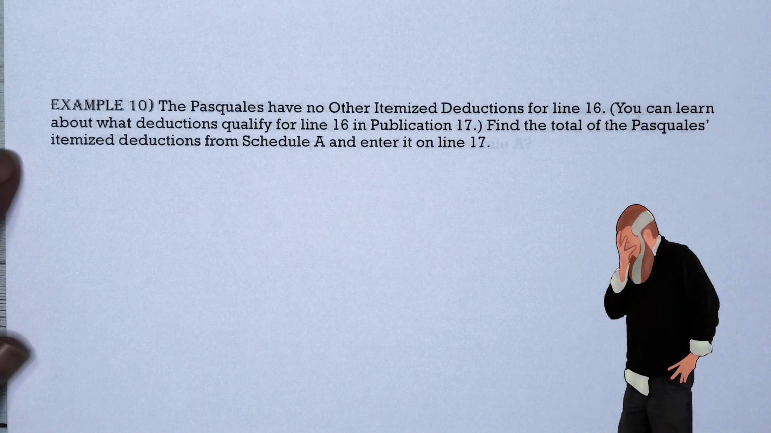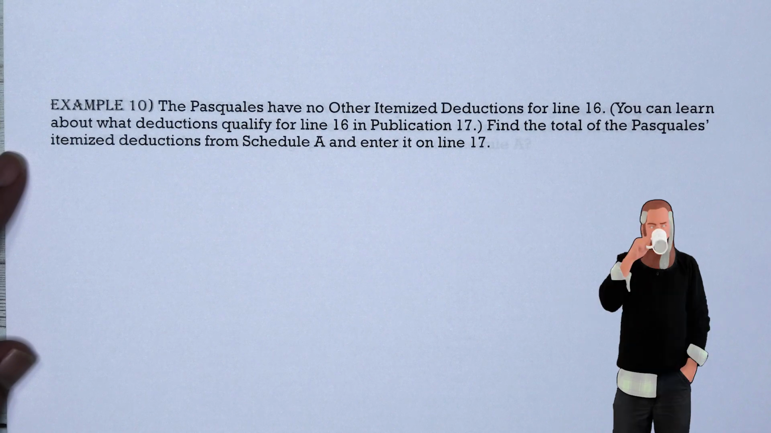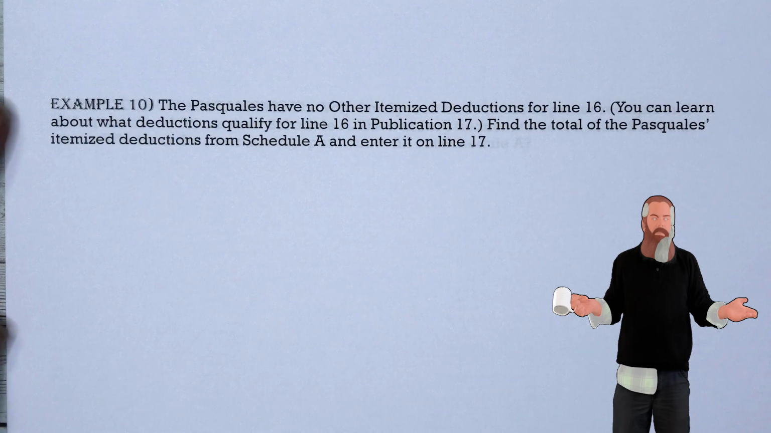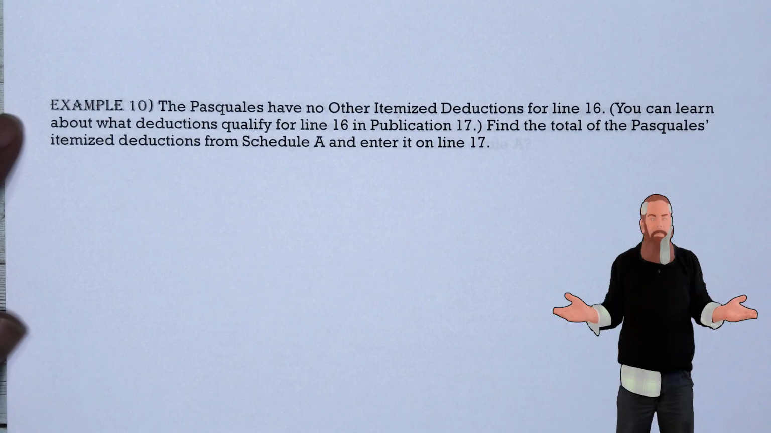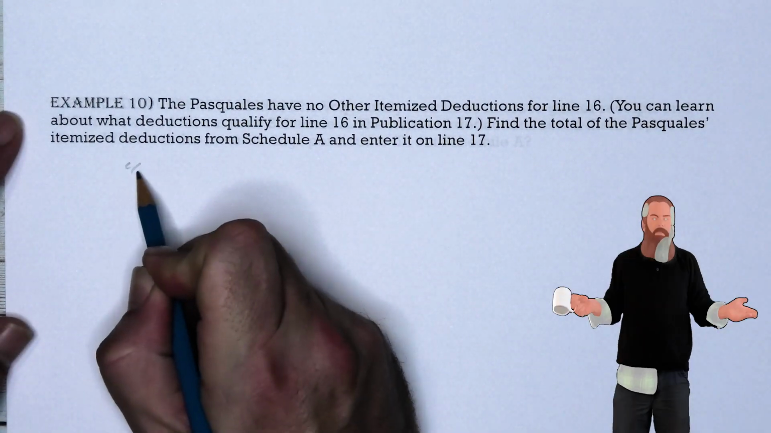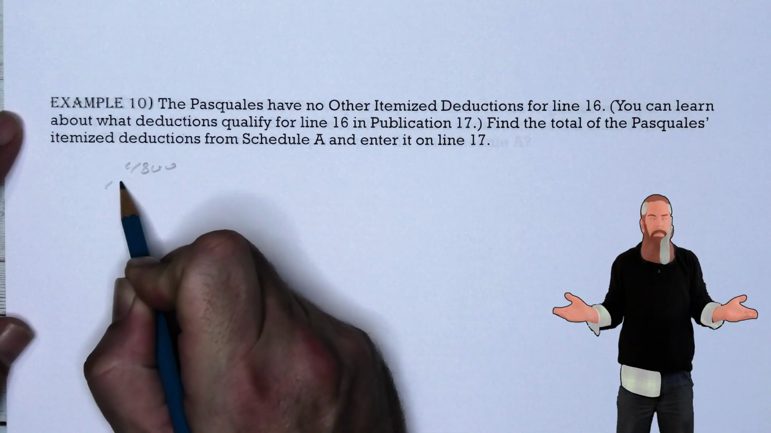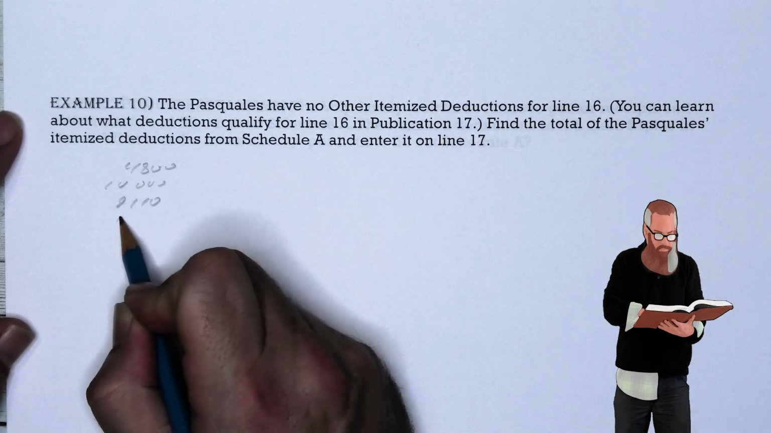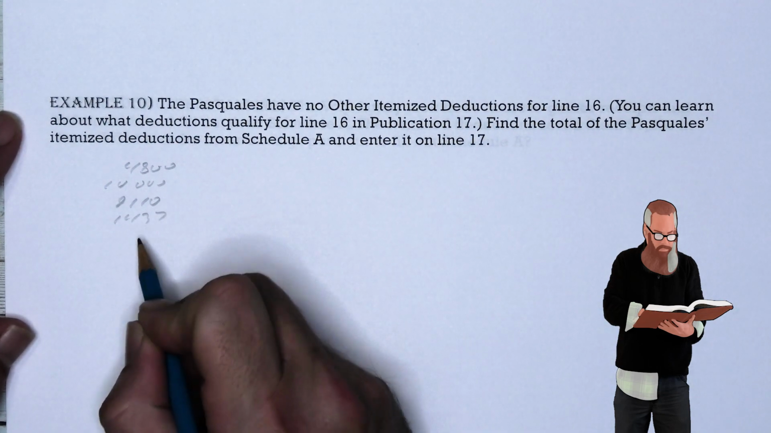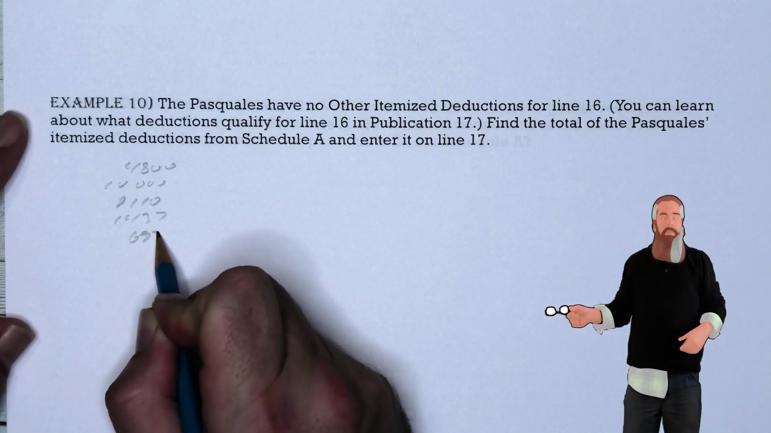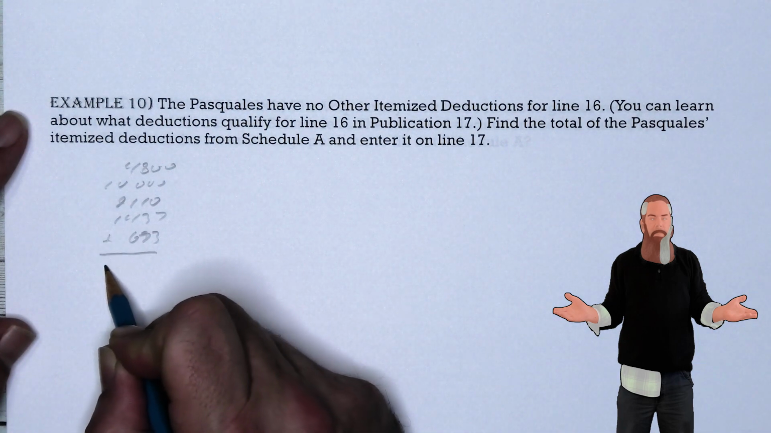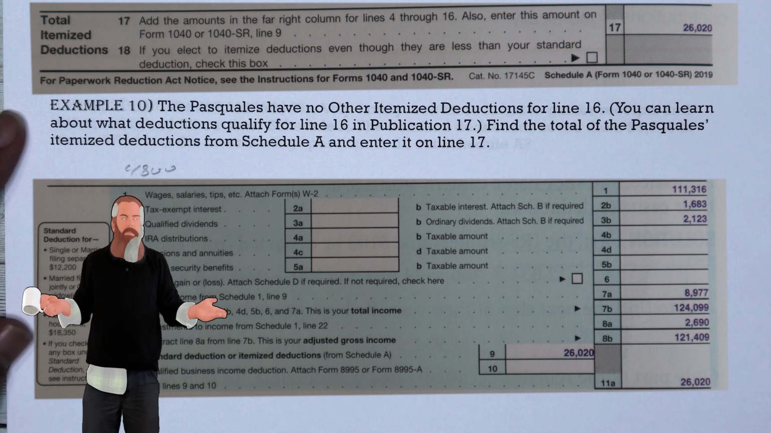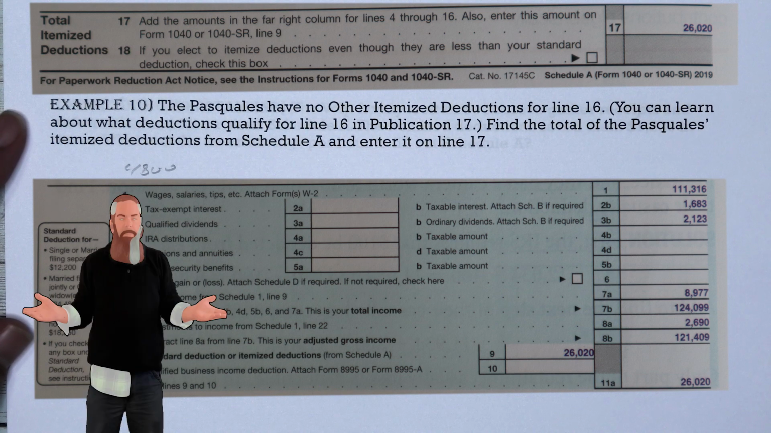We're going to add the numbers in the right column, which is lines 4, 7, 10, 14, and 15 of Schedule A that we found in examples 6 through 9. What we have is $4,800 and $10,000 and $9,110 and $1,437 and $673. Adding these all up, we get $26,020. Their total itemized deductions are $26,020.